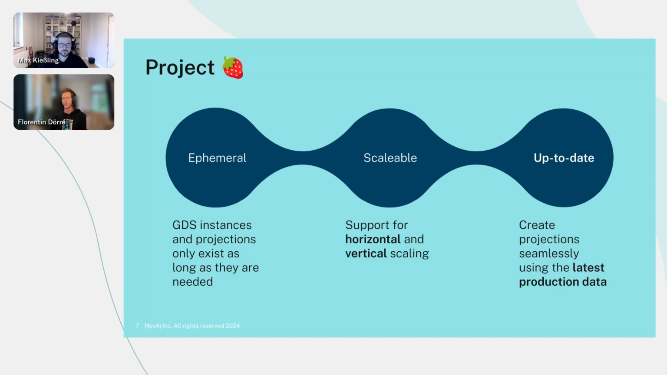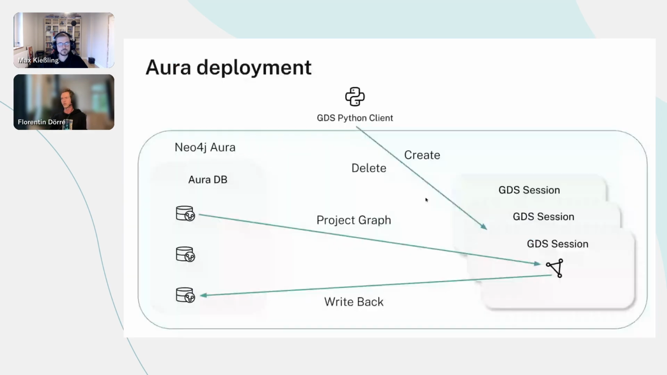Let's look into how we have it currently deployed in Aura. The idea is that there's a GDS Python client sitting on top of it, and you can create GDS sessions. These are standalone in that sense, but each GDS session is associated with one AuraDB. After you create the session, you can project your data from the AuraDB to the GDS session and also write it back. The main difference here is that the AuraDB and the GDS session are different boxes and not just one.